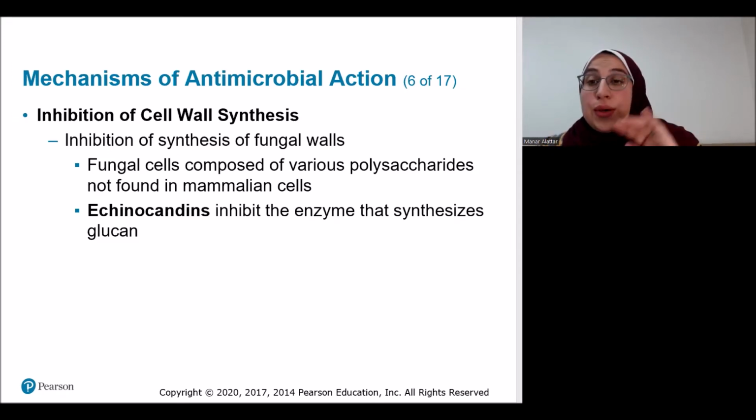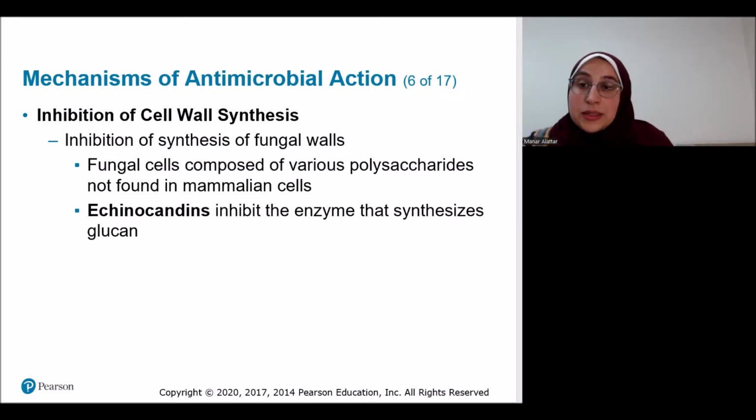And so for those mostly gram-positive organisms, that's why we use vancomycin instead. And so vancomycin is still very effective against most gram-positives, and specifically MRSA, right? Which is your methicillin-resistant staph infections.